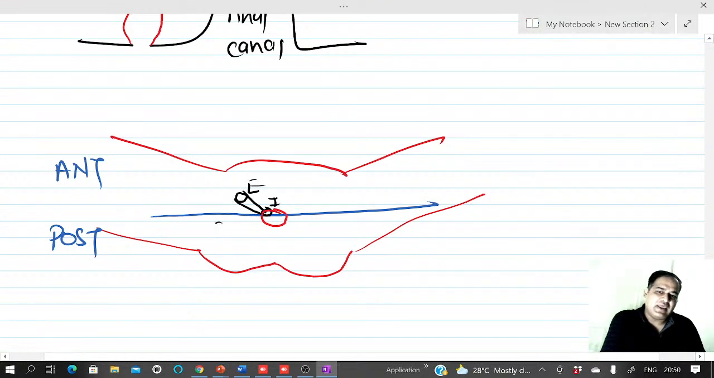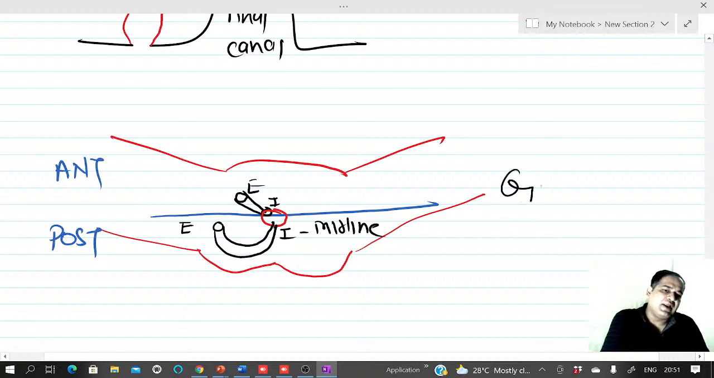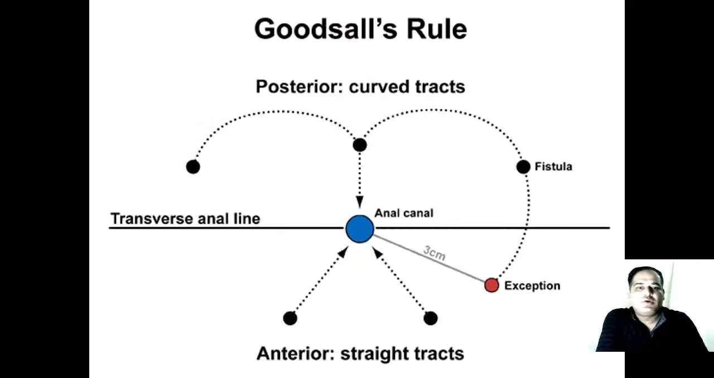Fine. They say if the external opening is lying in the posterior region, the fistulous tract will be curved, and internal opening will be in the midline. So this is your Goodsall's rule. What do they ask? They ask about the exceptions.